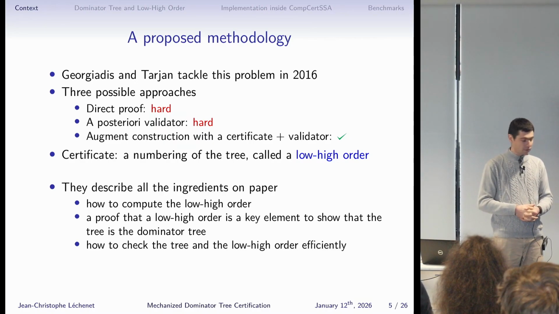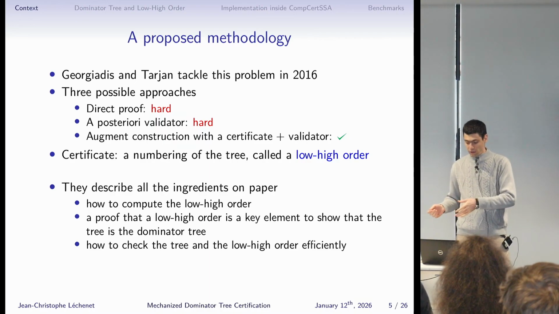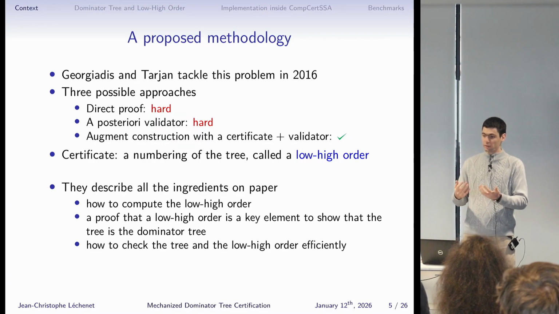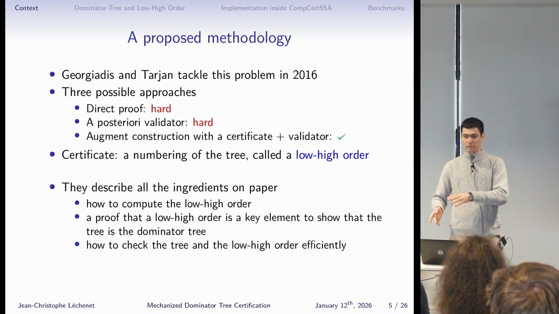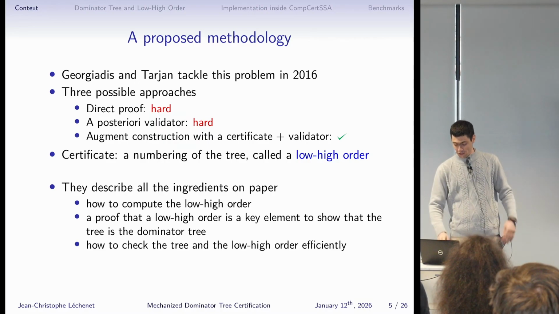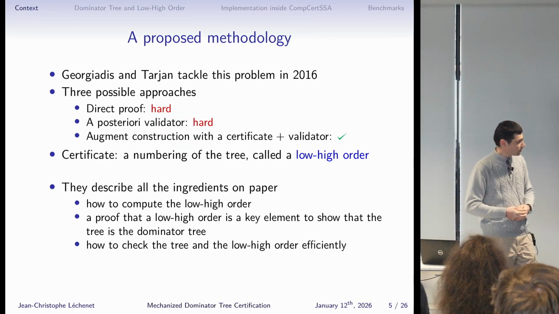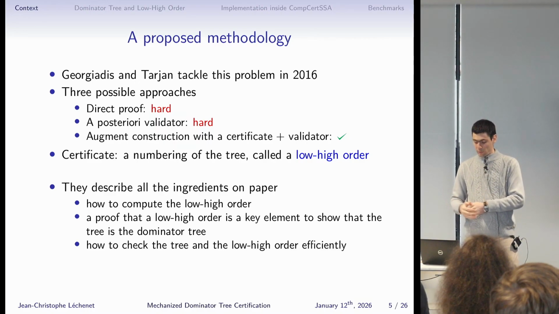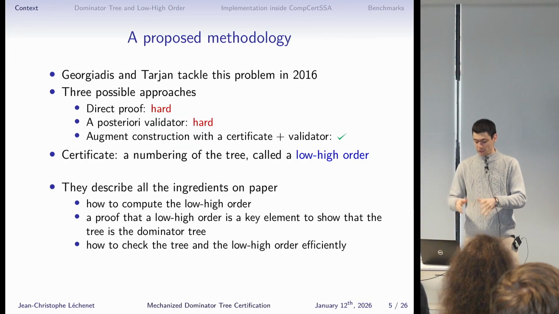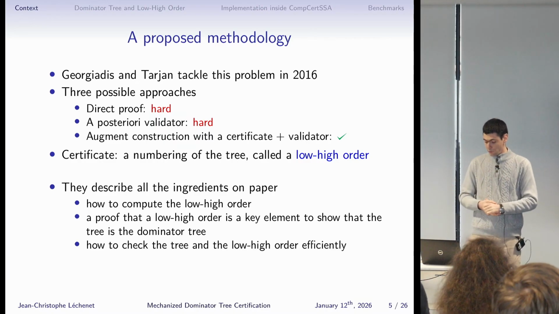So what they propose is that during the construction, the algorithm also comes up with a certificate, a bit like what was mentioned in the talk before the break. But here it's not a trace. Actually, it's a numbering on the dominator tree that has a specific property that they call low-high order. And they give all the ingredients on paper to make this approach work.